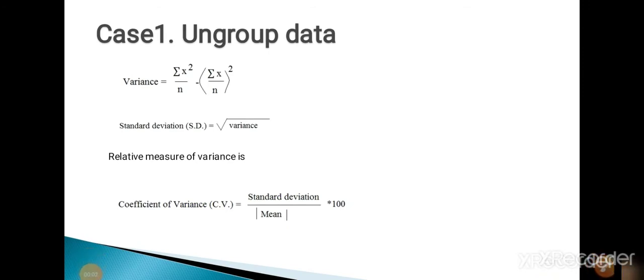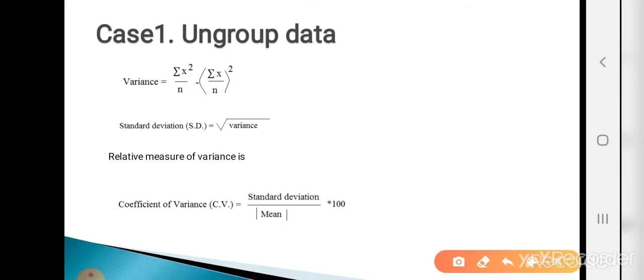What is the formula for calculating variance, standard deviation and coefficient of variance for ungrouped data? This coefficient of variance is the relative measure of variance which is used to compare data sets. The first formula: variance is equal to summation x square upon small n minus (summation x upon small n) square, where small n is the number of observations. Standard deviation is nothing but the square root of variance. And the relative measure, the coefficient of variance, formula is standard deviation divided by mod of mean, that is the absolute value of mean, multiplied by 100.